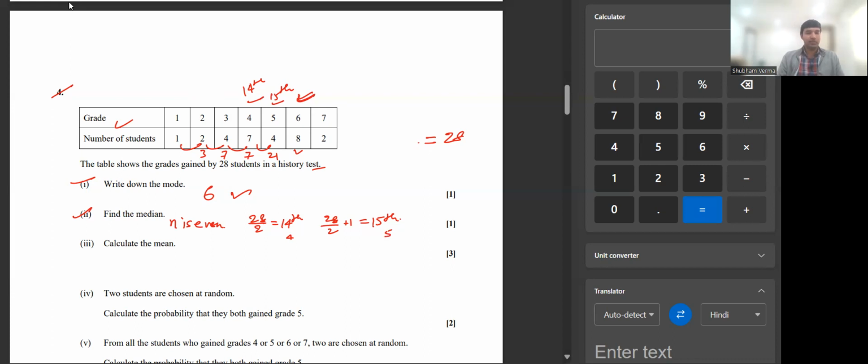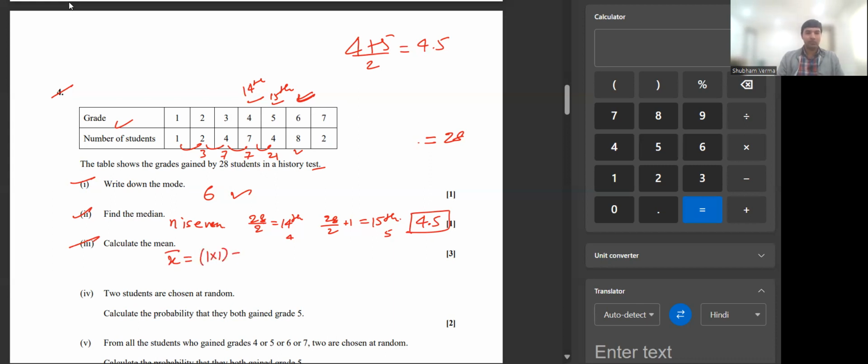Now median means there is only one mid value. So all we have to do is just add them together. 4 plus 5 divided by 2, which is 4.5. So 4.5 is the answer. Okay. Next part. Find the mean. Mean is nothing but the average. So mean is nothing but the total marks scored divided by the total number of students. So all we have to do is just multiply them and add them.